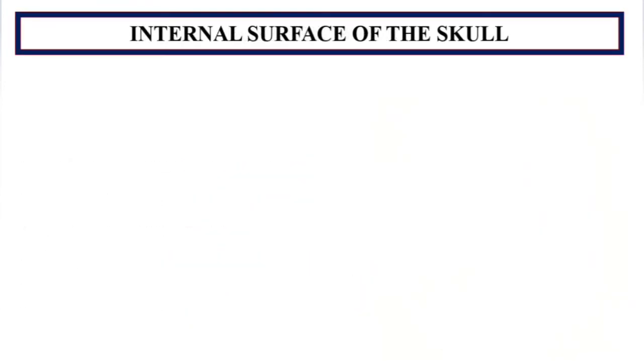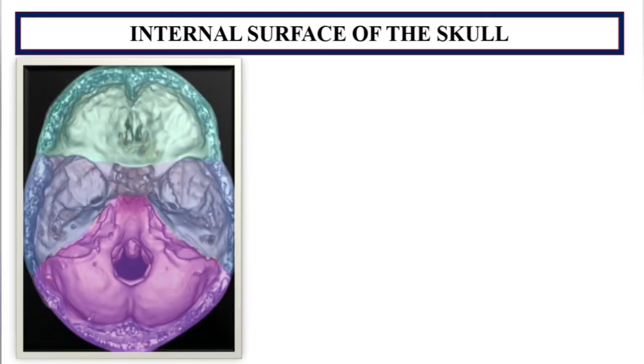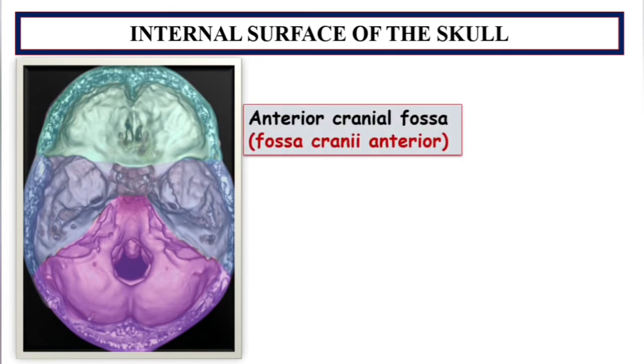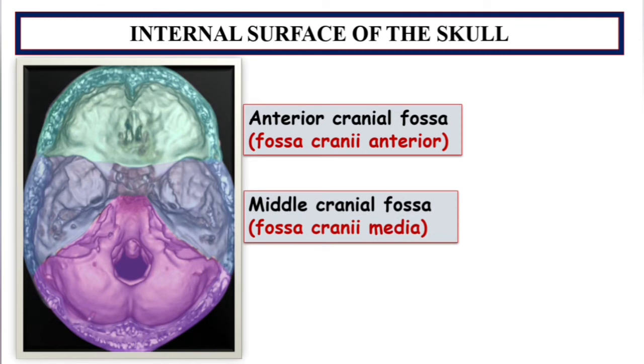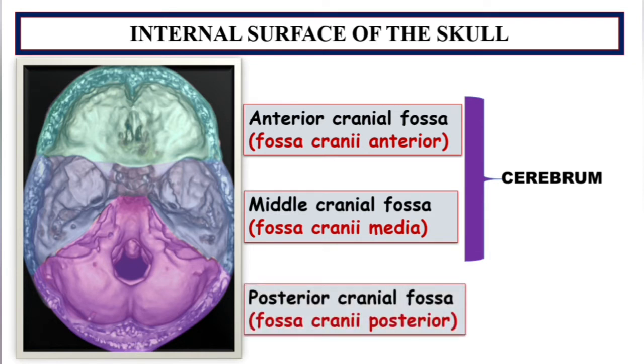Okay, now let's look at the internal surface of the skull. Right, so this is just the basic presentation of the internal surface. It has these three fossae. The anterior cranial fossa, fossa cranii anterior, the middle cranial fossa, fossa cranii media, right? In these two, that's where you find the cerebrum. The posterior cranial fossa, fossa cranii posterior, in this you find the cerebellum, right? We will talk about these fossae one by one, right?